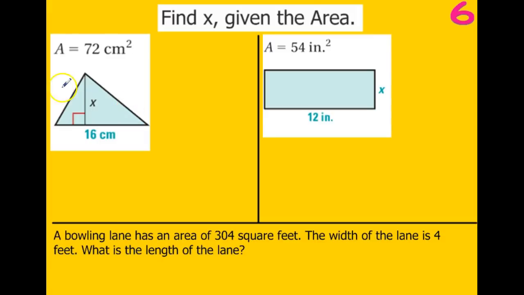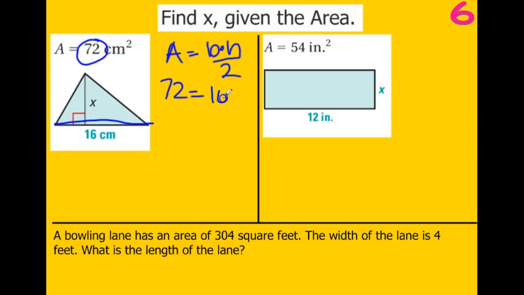Last slide here. So we have our A, which is 72 centimeters squared, which is really the area. It says find x given the area. Well, this shape is a triangle. We know that the area of a triangle is base times height divided by 2. So let's fill in the parts we know. We know the area is right here, 72. The base of the triangle right here is 16, times the height, which we don't know, but they're giving us the letter x. And then we're going to divide it by 2.